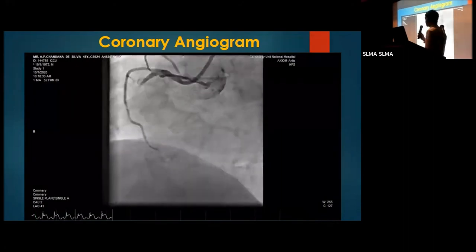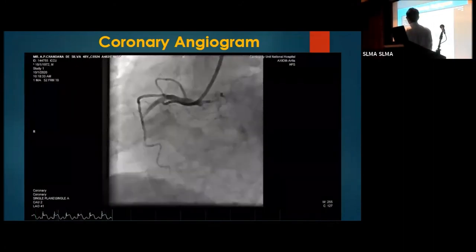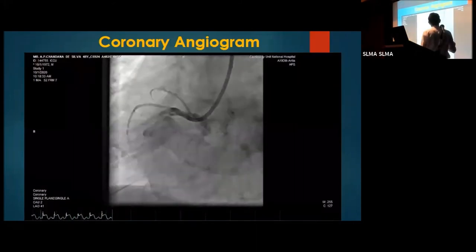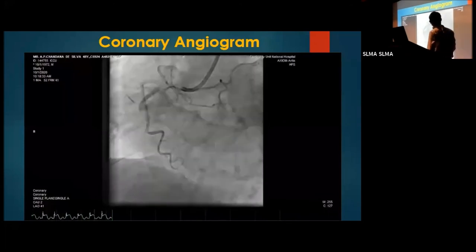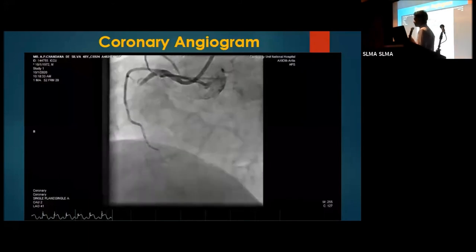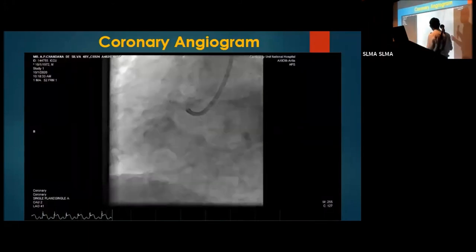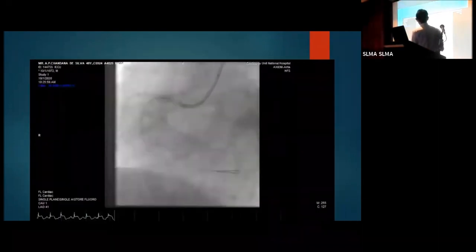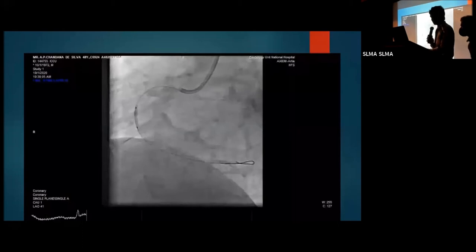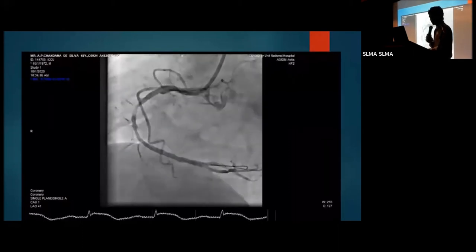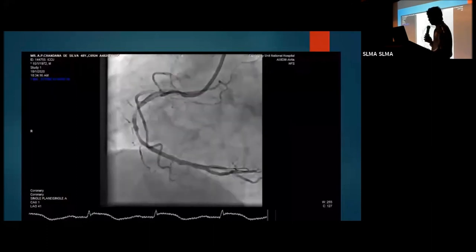So we quickly activated our cath lab and went ahead with the angiogram. As you can see, this is not going to be a big problem. This is the catheter that we have engaged in the right coronary artery. We injected contrast medium into the coronary arteries, and you can see there's an acute total cutoff. Then we put on a wire and made the vessel open. We dilated the culprit lesion, and as you can see, we have achieved TIMI 3 flow.